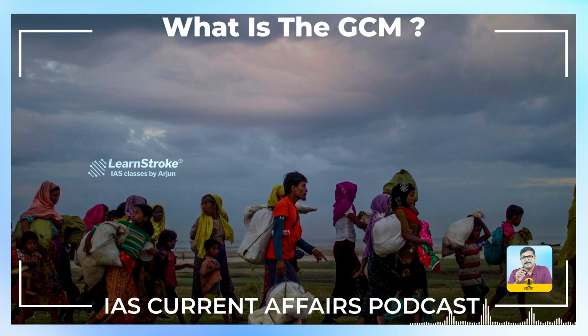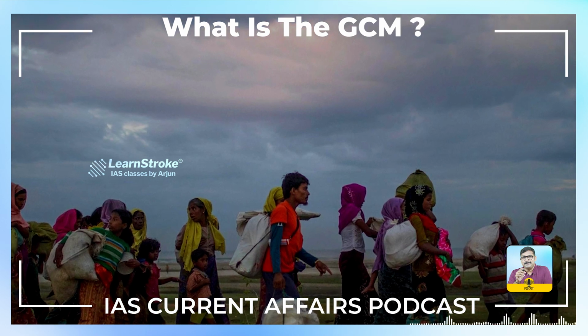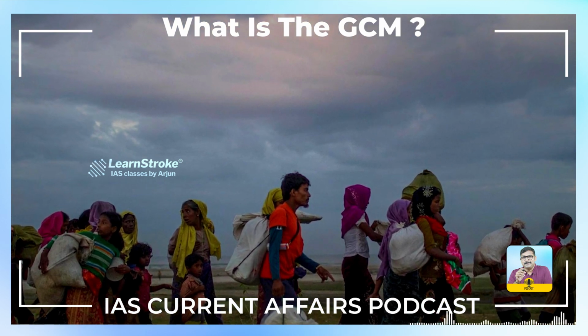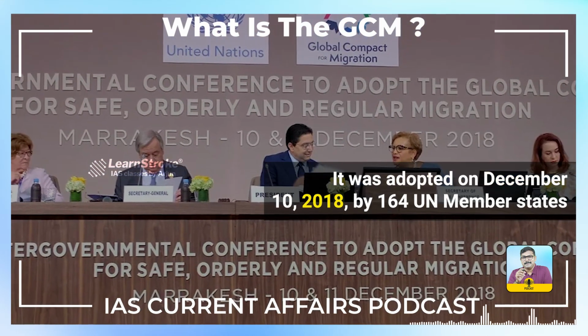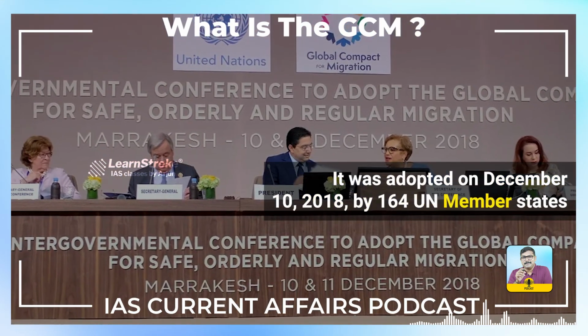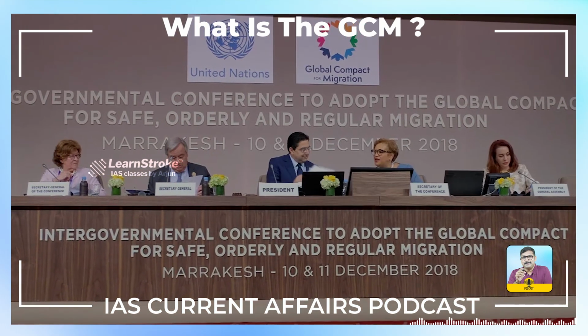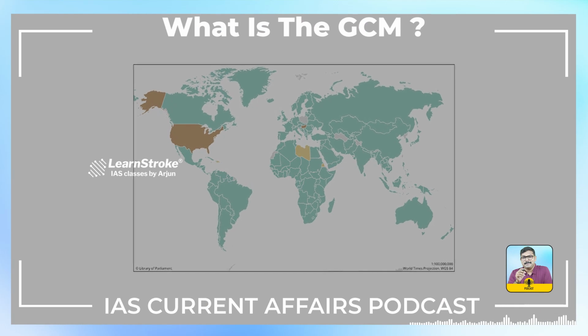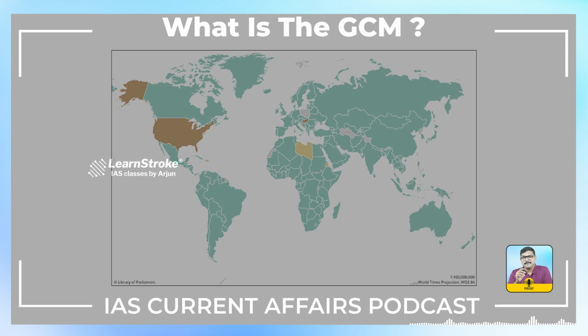The Global Compact for Safe, Orderly and Regular Migration is a comprehensive international agreement that aims to address various issues related to migration. It was adopted on December 10, 2018 by 164 UN member states at an intergovernmental conference in Marrakesh in Morocco.